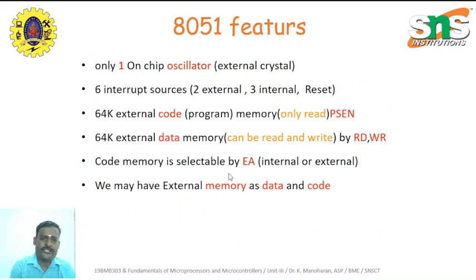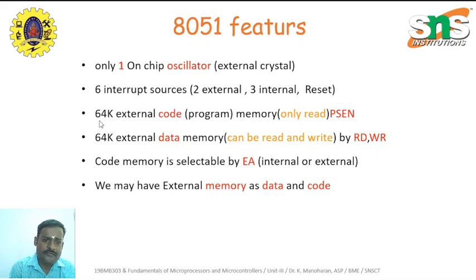The features of the 8051: only one on-chip oscillator can be connected. It has 6 interrupt sources: 2 external interrupts, 3 internal interrupts, and reset. The 2 external interrupts are interrupt 0 and interrupt 1, the 3 internal interrupts are for timer 0, timer 1, and serial interrupt, and there is 1 reset interrupt.